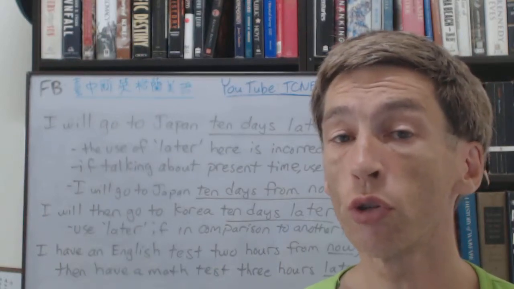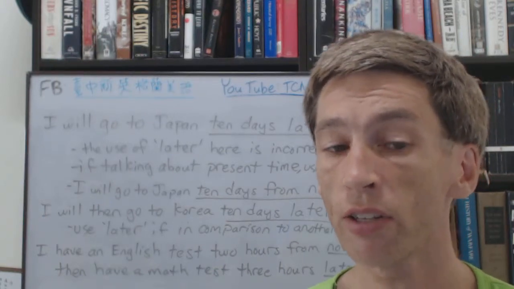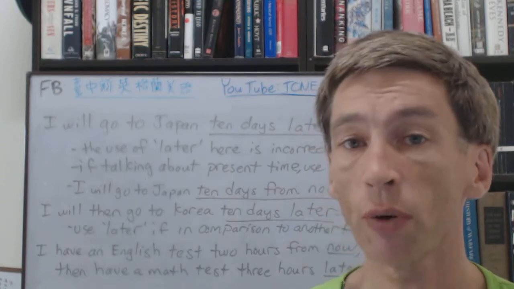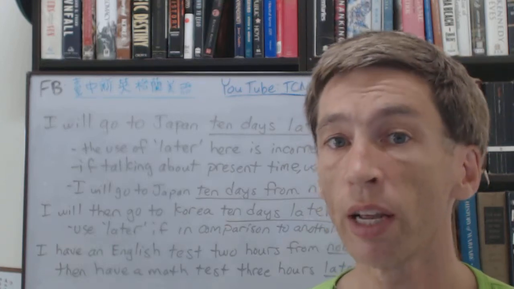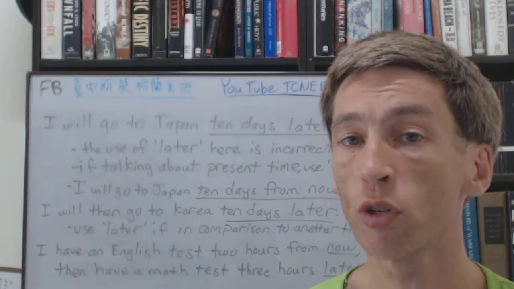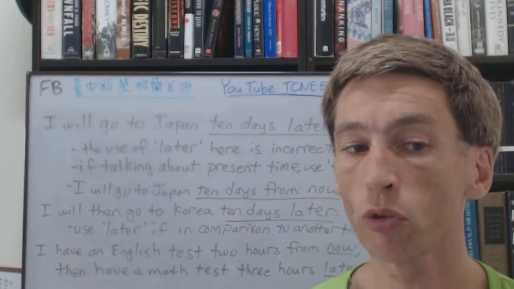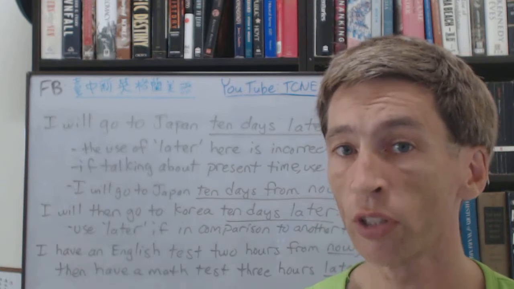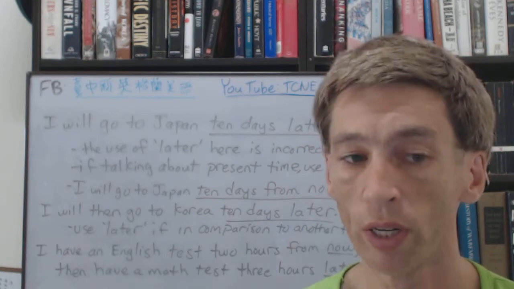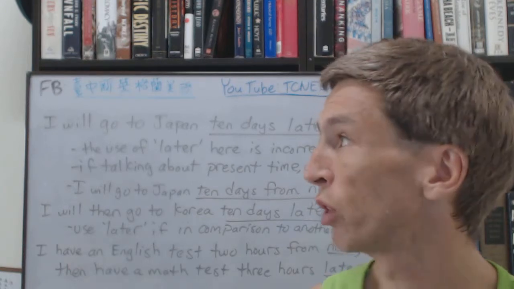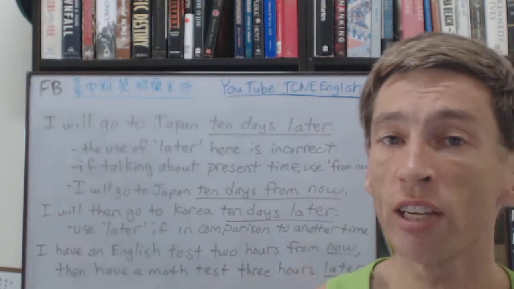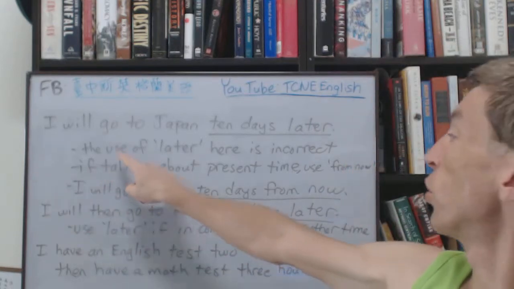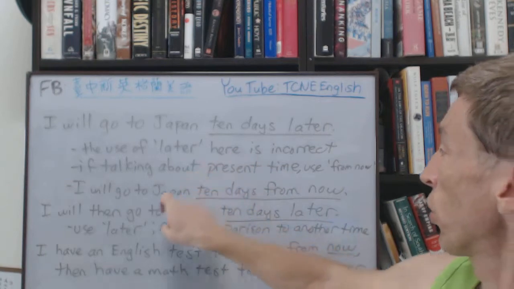"I will go to Japan 10 days later" is a very common mistake that I hear many people make when they're speaking English. 就是有很多台湾人说 I will go to Japan 10 days later. 这是很常见的错误。就是 I will go to Japan 10 days later 是不对。就是 the use of later here is incorrect.